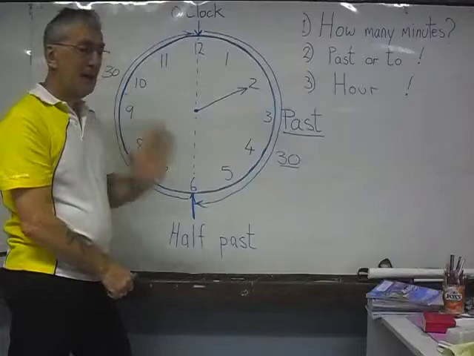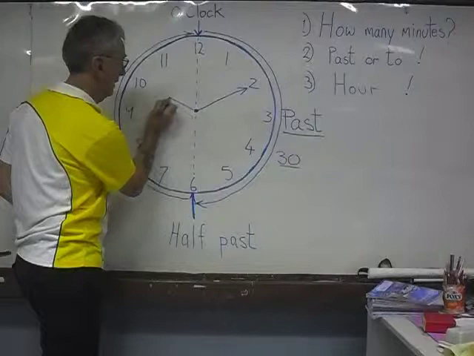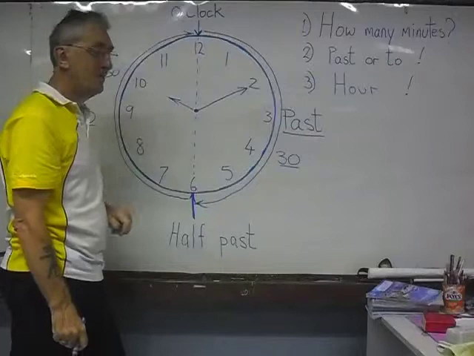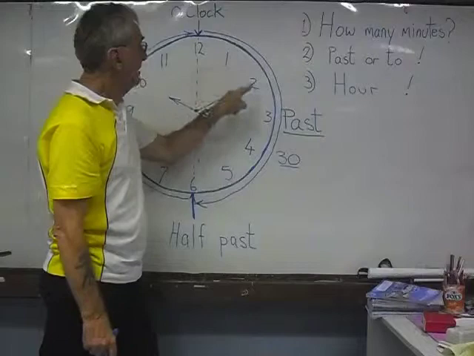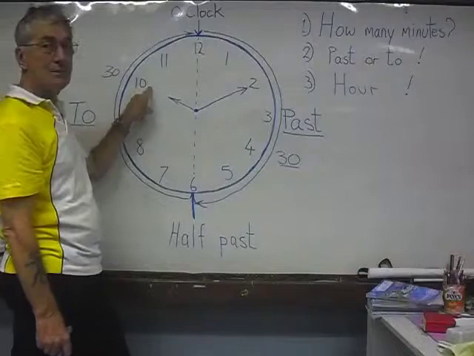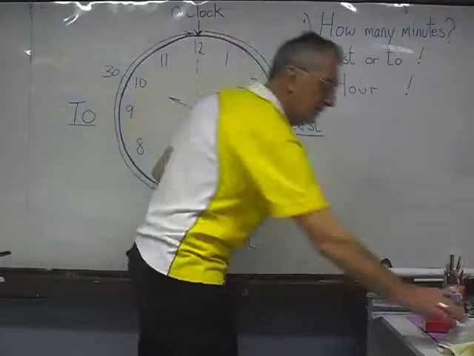Last question, the hour. The small hand, where is it? There. So the simple answer to this question, what's the time? 10 minutes past 10. That's it. That's how we tell the time.